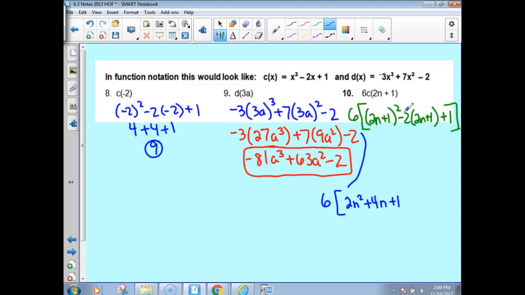Squaring a binomial the shortcut way. Then I need to multiply through by negative 2. So I have minus 4n minus 2. I had to distribute negative 2 over those two terms. And then at the end I have a plus 1.